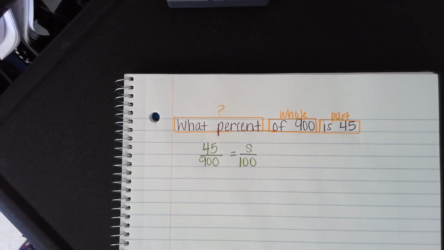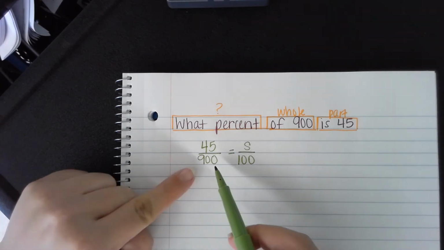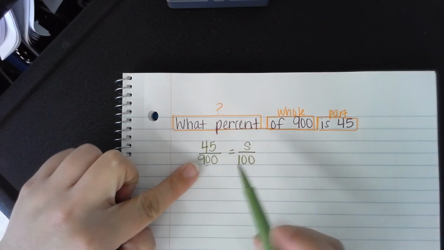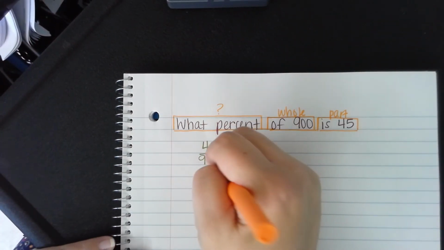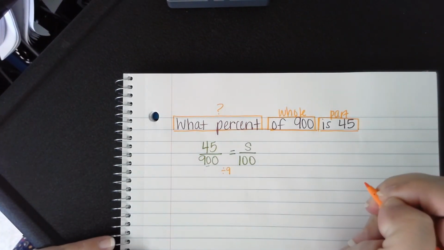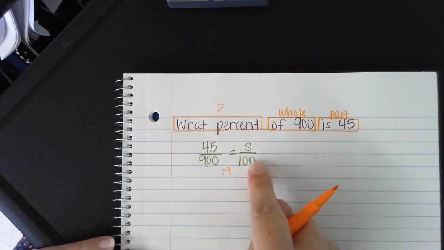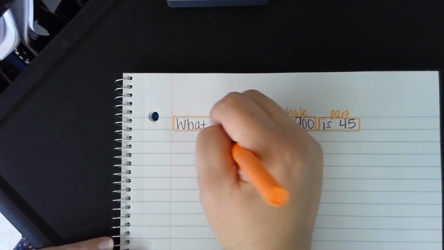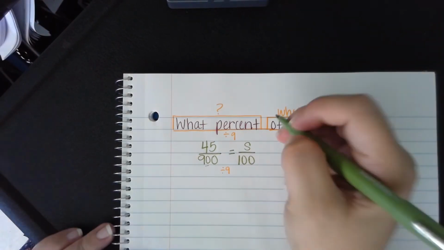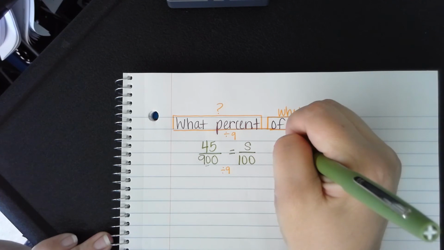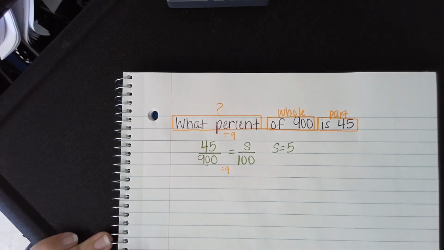Okay, I can see that there's a pattern here, so it looks like I'm going to divide by 9. Just like that. 900 divided by 9 equals 100. 45 divided by 9 is 5, so S equals 5.